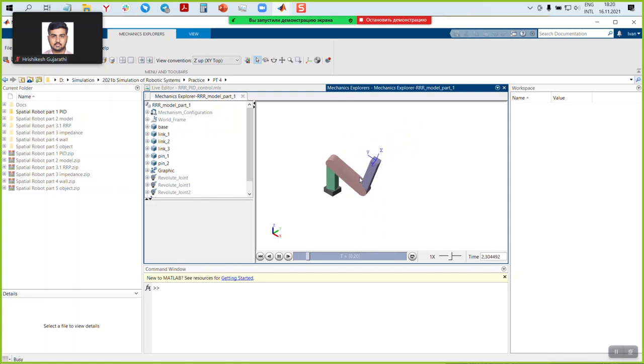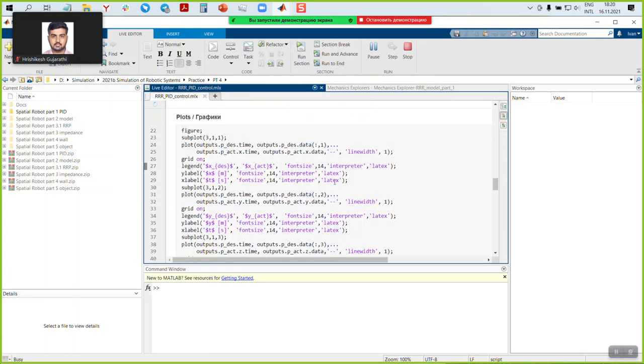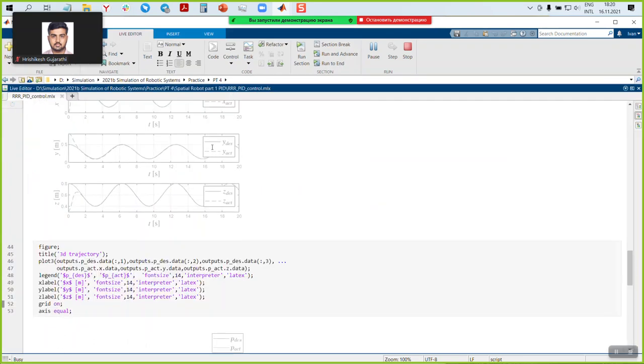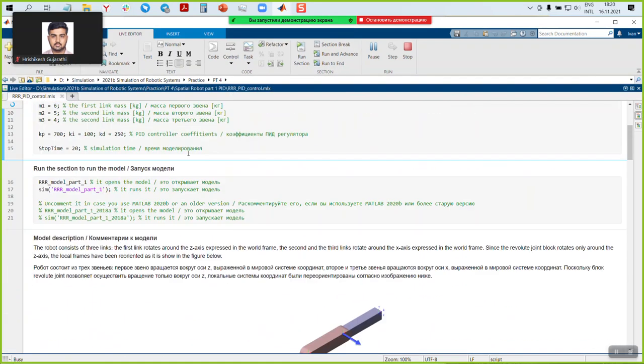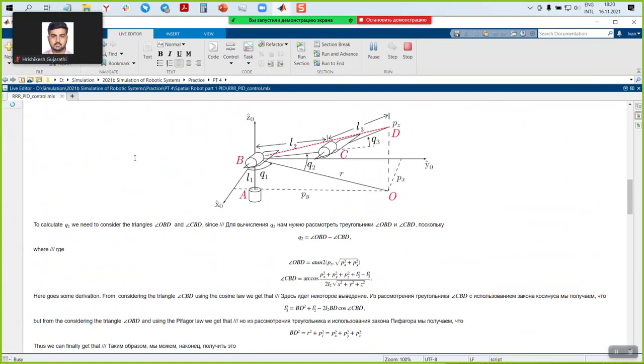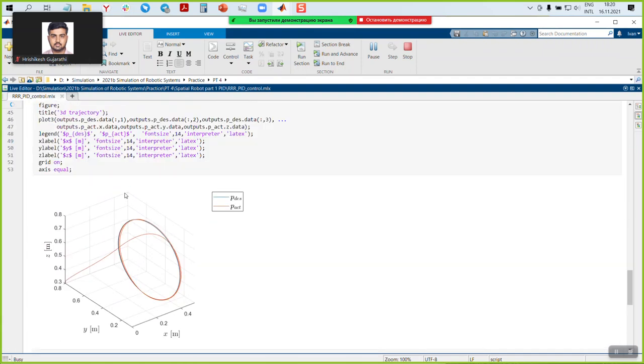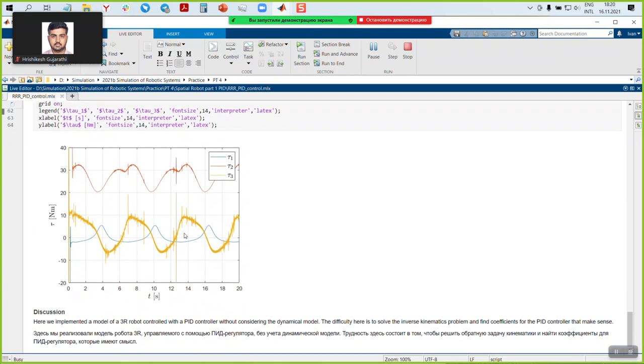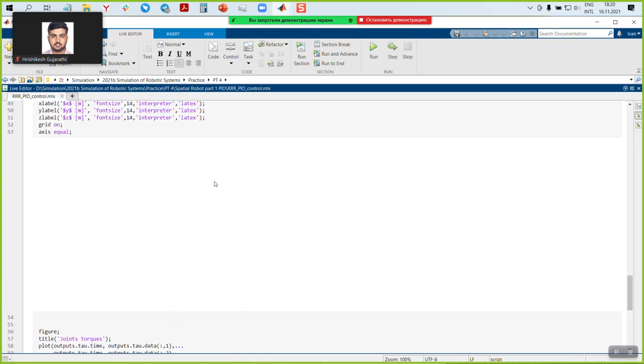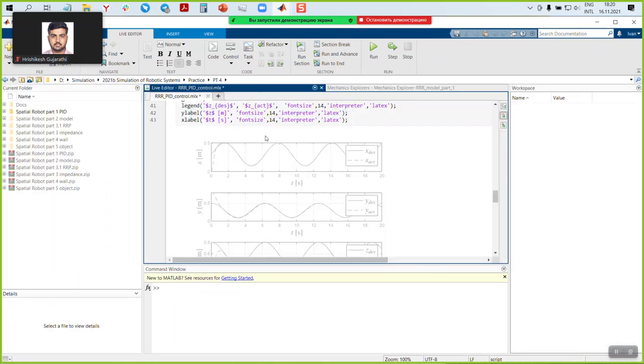Here we can see that the robot does all the motion, and in the live script you can see all the parameters, inverse kinematic tasks, and the plots, the desired and the actual one, all this stuff, so you can consider it on your own.